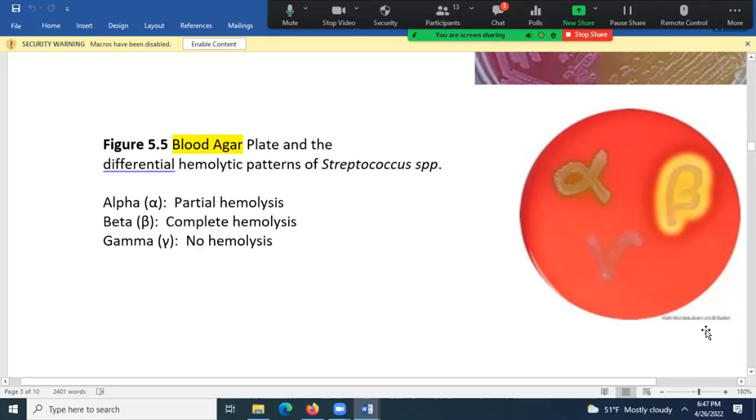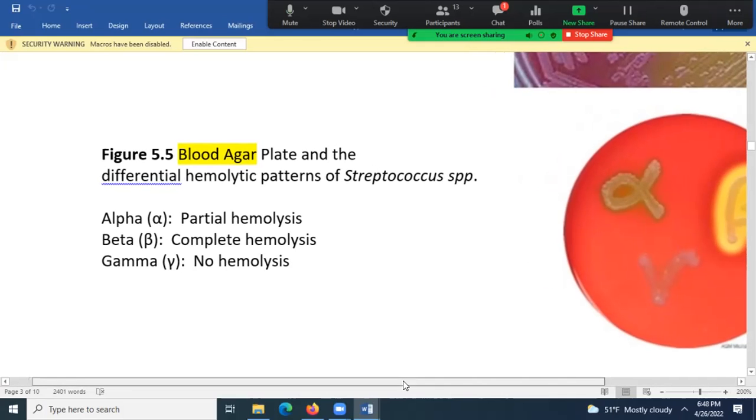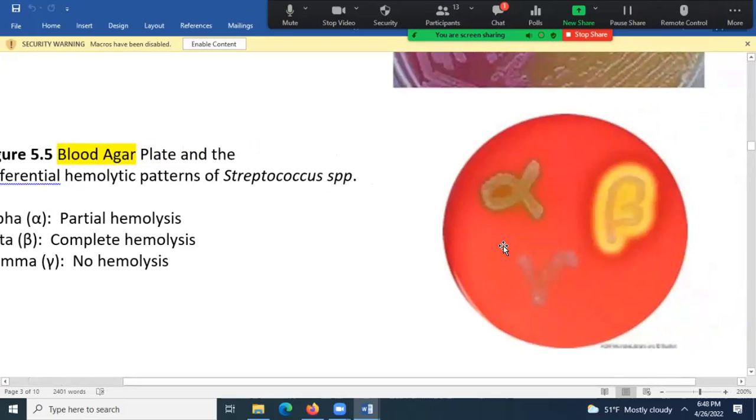You can see that the blood takes on a darker appearance. Let's scroll that over, near the cells. So the cells are the whitish alpha, and then the dark ring around the alpha is the partial hemolysis of red blood cells. And you can notice that inside the alpha, it's darker than outside the alpha. And that's from partial hemolysis.